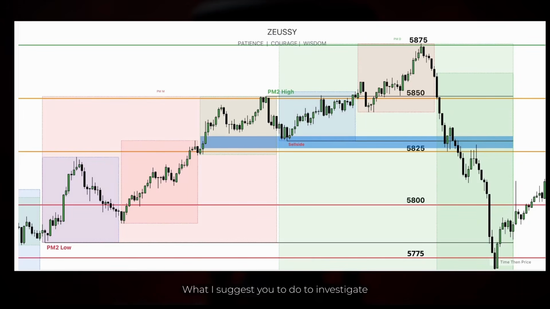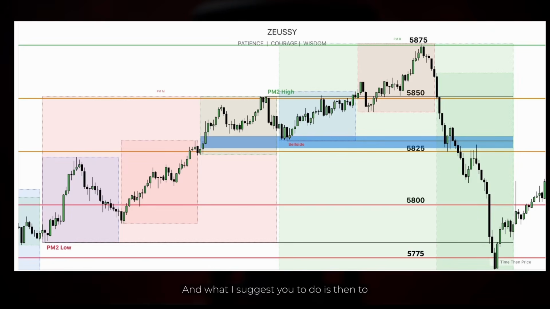What I suggest you do to investigate what I outlined during this lecture is apply these time cycles on your charts. You can utilize this time cycles indicator for that. Apply these price ranges on your chart. You can utilize the advanced price ranges indicator for that. Both are available on the mentorship platform, meaning as a student of mine, you can get access to these indicators. You can add them to your TradingView and they will make the whole backtesting aspect way easier for you.